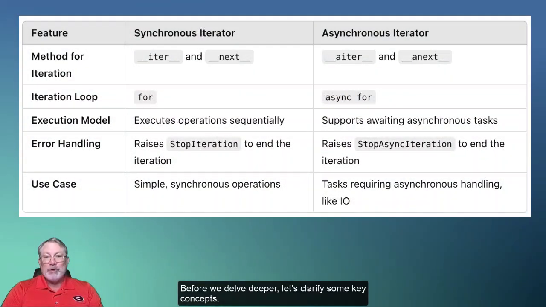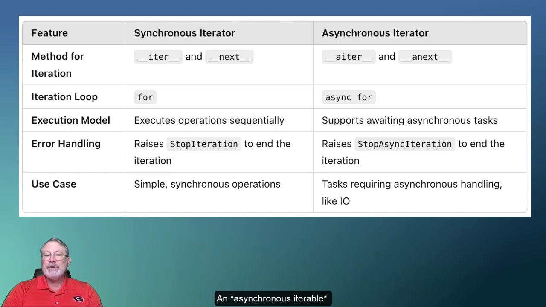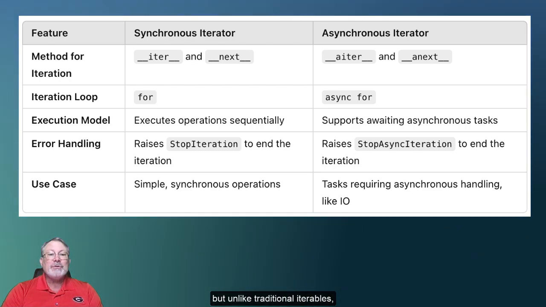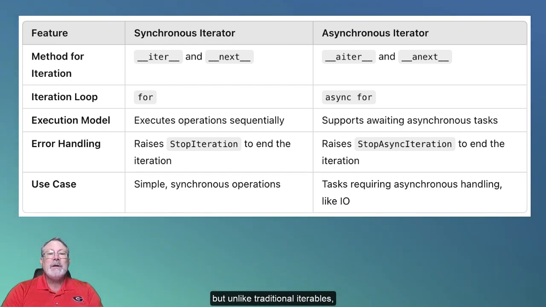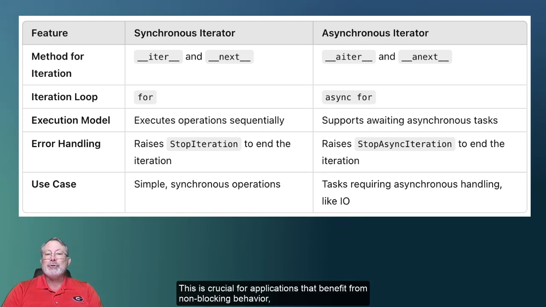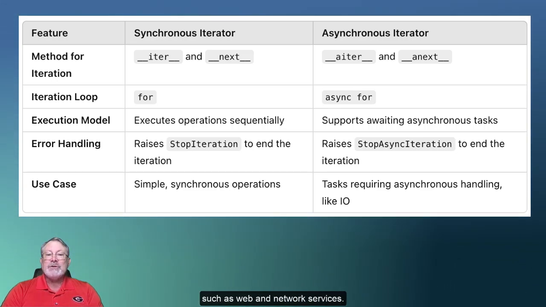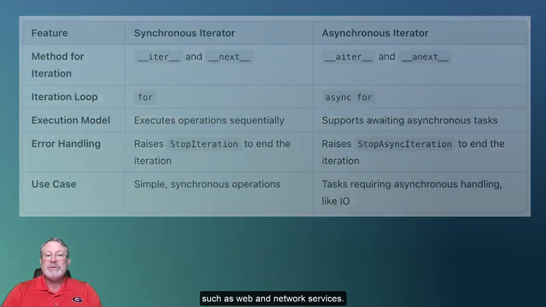Before we delve deeper, let's clarify some key concepts. An asynchronous iterable is an object that can be iterated over using an async for loop. But unlike traditional iterables, it does not block the program's execution while waiting for the next item. This is crucial for applications that benefit from non-blocking behavior, such as web and network services.